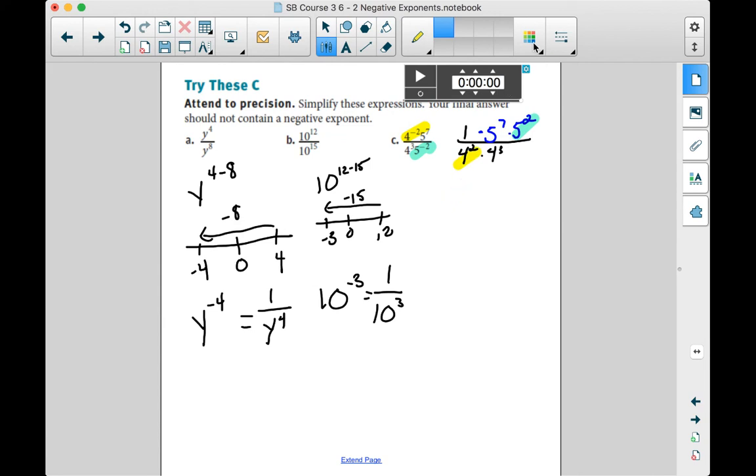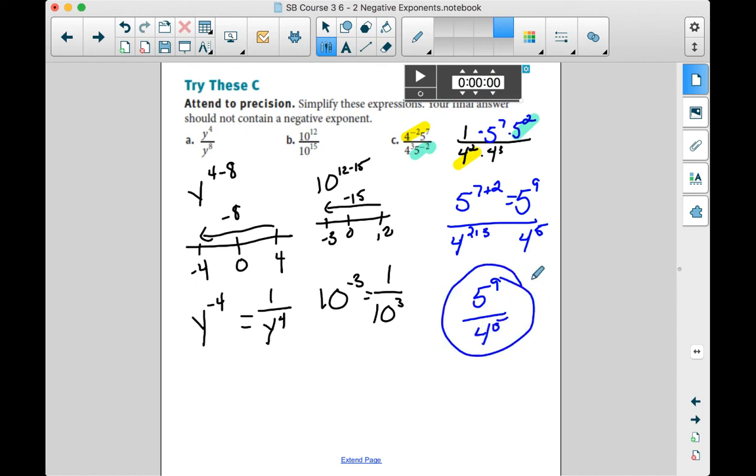Now I can go ahead and simplify this expression the rest of the way. So again, I can combine numbers with the same base. 5 to 7 plus 2, because I'm multiplying, so I'm finding the product, would be 5 to the power of 9. And that's over 4, 2 plus 3, so that's over 4 to the power of 5. So my simplified answer, in the simplest form possible, would be 5 to the power of 9 over 4 to the power of 5. That is the simplest version.